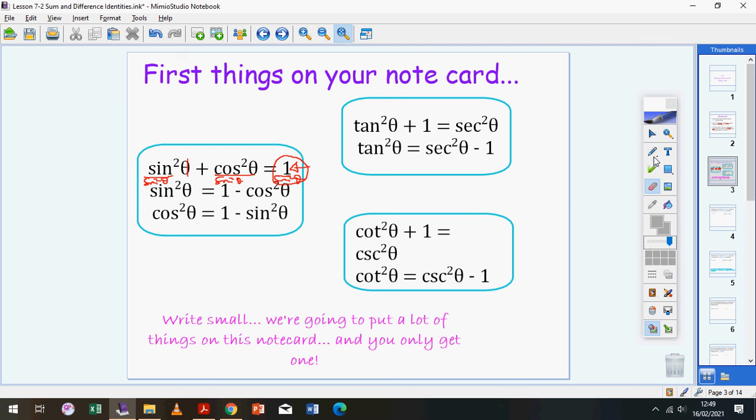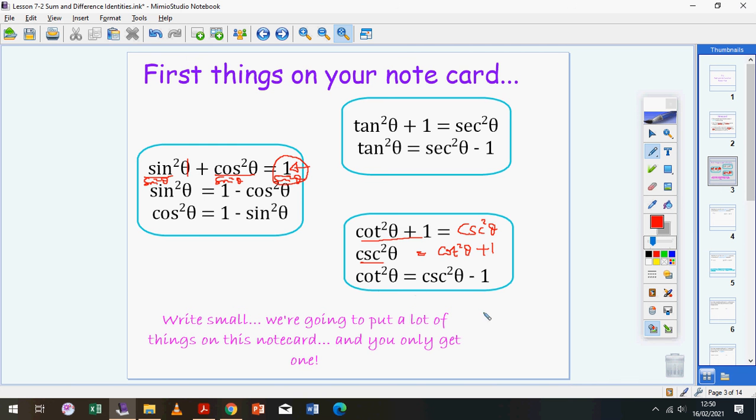So this is cosecant squared theta. This is asking me what cosecant is equal to. Well, that's equal to the same thing as this, that's just cotangent squared theta plus 1. This is asking me what cotangent is equal to. Well, it will be cosecant minus 1.